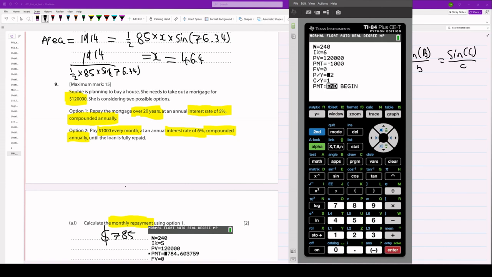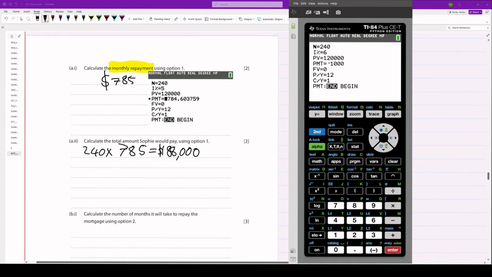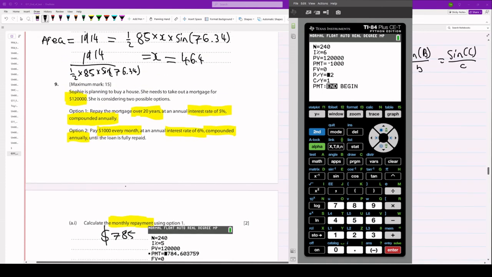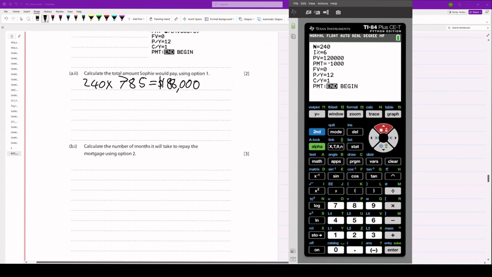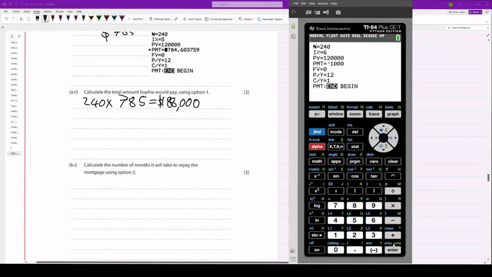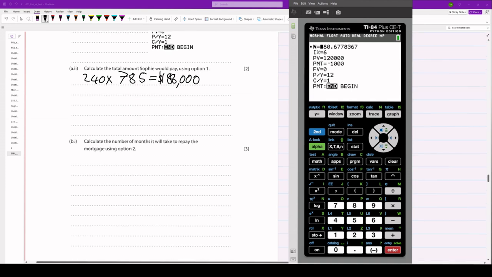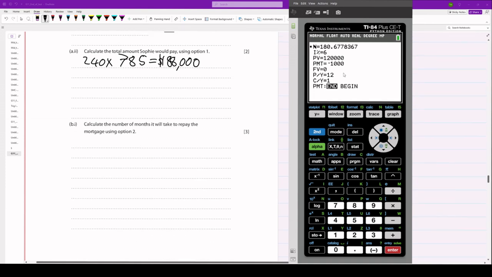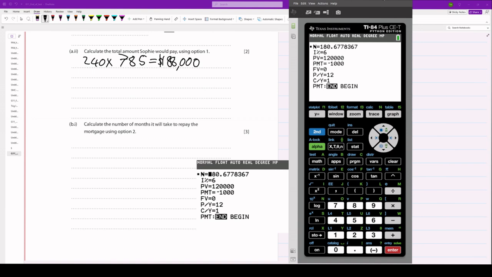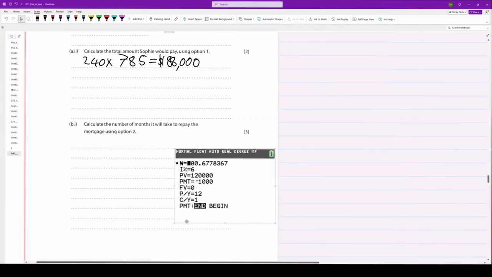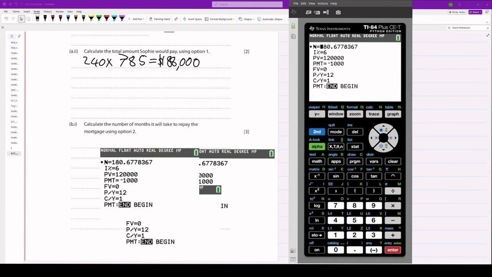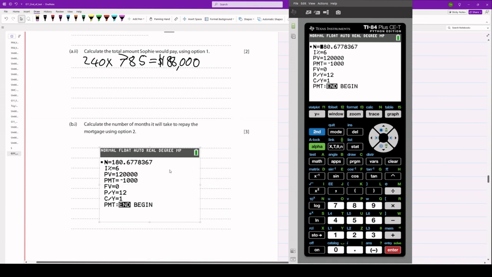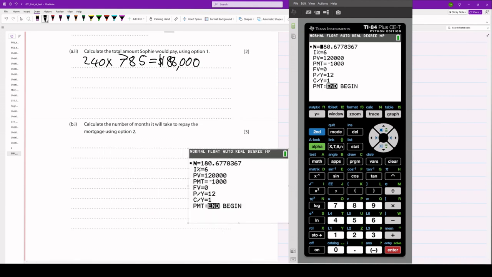Payments per year, 12 again. It's monthly repayments. And compounds per year is 1. Done. The only thing that I would like to know is the number of repayments, which is the months. So N, alpha, solve, 180. So let's take that there. That's annoying. It's covering up that number. I'm going to do that again. There we go. 180 months.